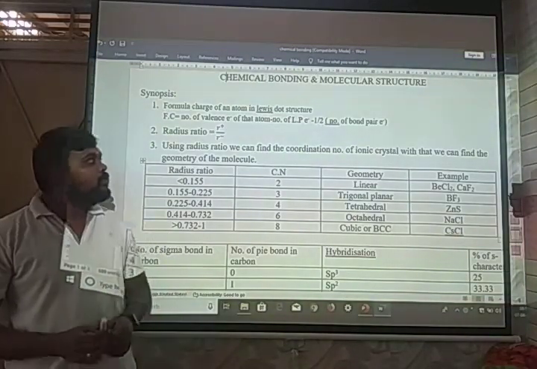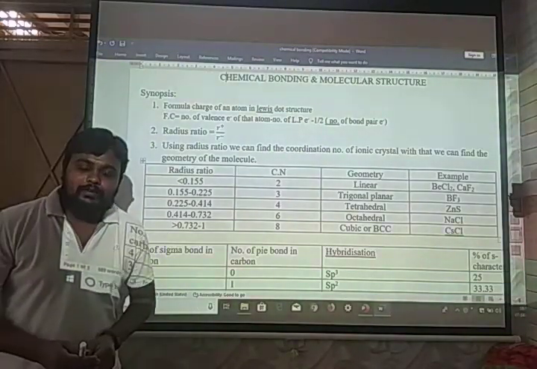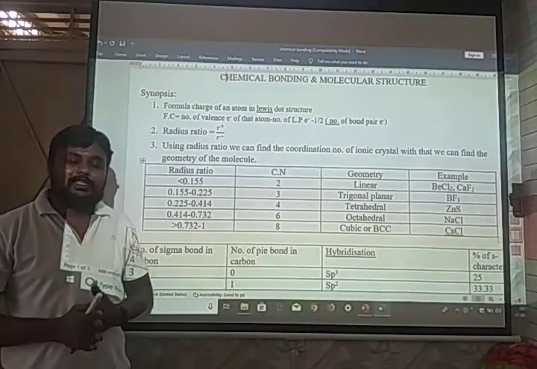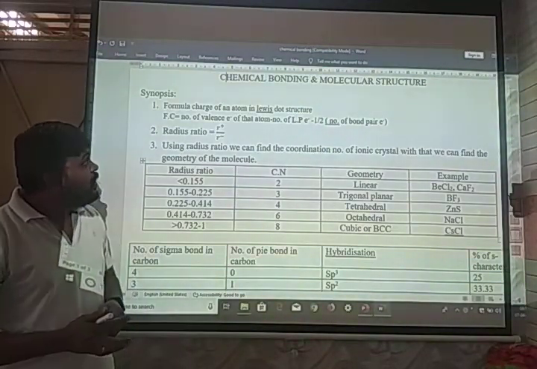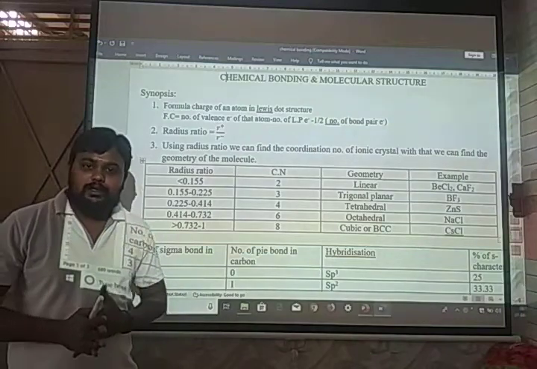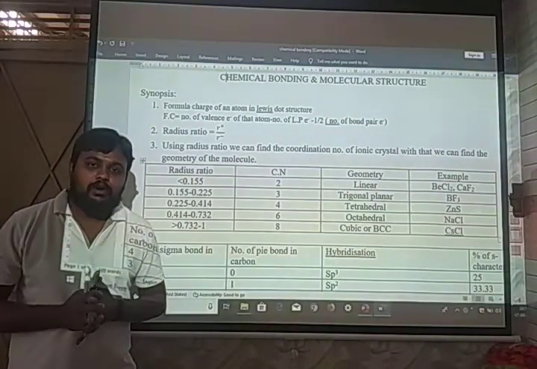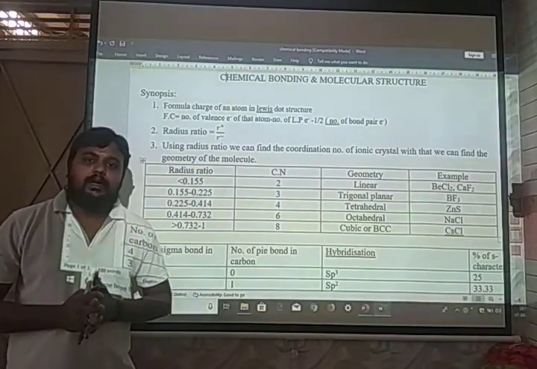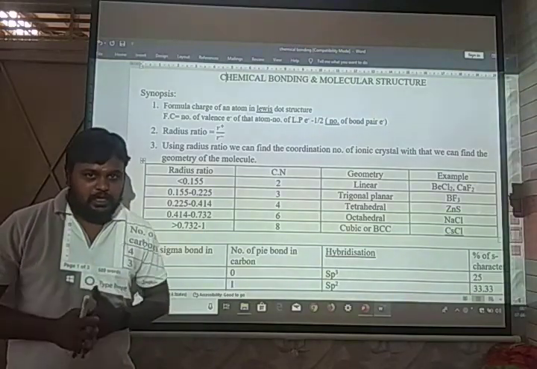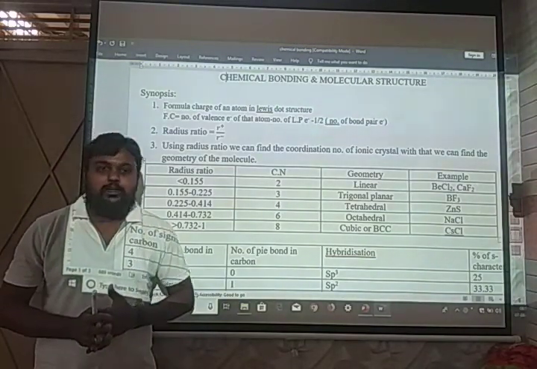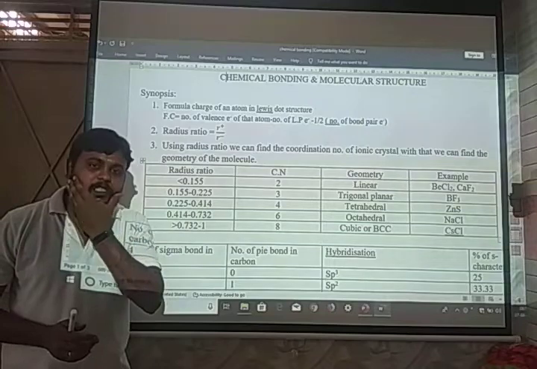Good morning, students. So today we will discuss one more chapter, and this is also a first year chapter: chemical bonding and molecular structure. One of the very important topics for NEET, JEE and your Karnataka CET. So it is a very important chapter. So many questions will arise in this chapter.